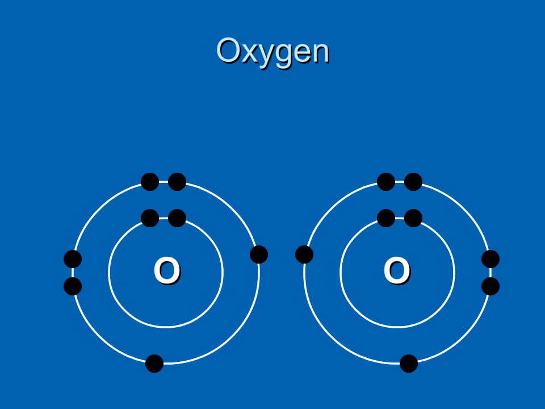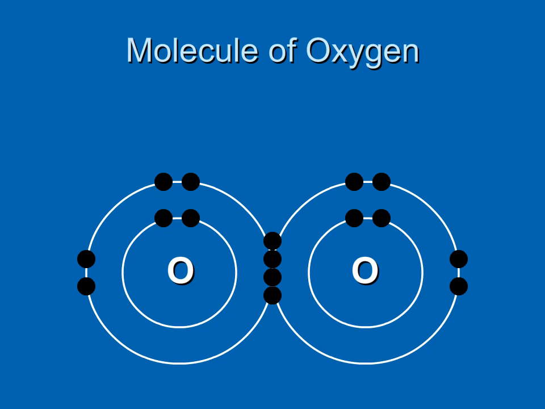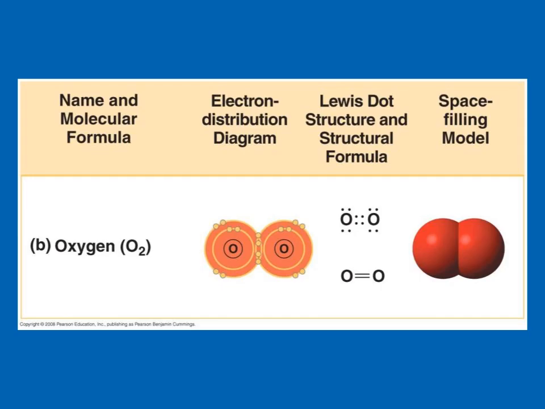Like hydrogen, oxygen atoms cannot exist on their own. How many electrons does each oxygen need to have a full valence shell? Yes, 2. And an oxygen atom can share 2 electrons with another oxygen atom to achieve stability. So, here are the ways we can represent oxygen molecules.